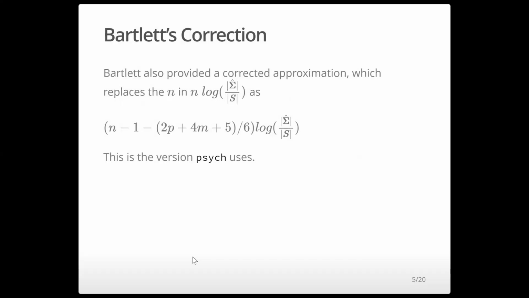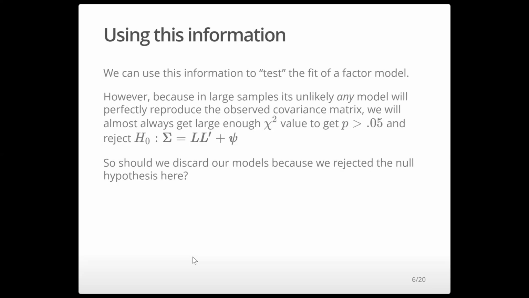There's also a correction, Bartlett's correction, which is a slightly different approximation for the likelihood ratio test. So it replaces the n in n times the log of the likelihood ratio with this other kind of ugly thing, n minus 1 minus (2p plus 4m plus 5) divided by 6. Don't worry too much about it. This is the version psych uses. It's just worth knowing this is a slightly corrected version. So we can use this information to test the fit of our factor model.